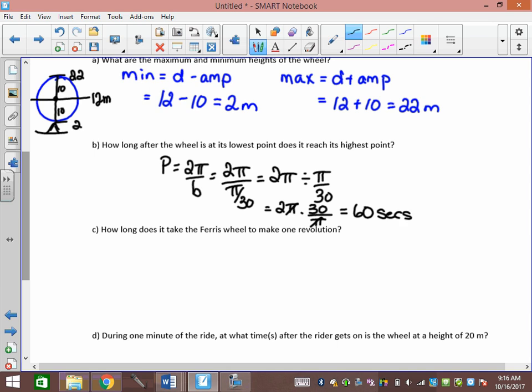So is that the answer? Yeah. So that's not the answer to this question. That's how long it takes to repeat itself. They want from min to max. So it's actually 60 seconds divided by 2. So it's 30 seconds.